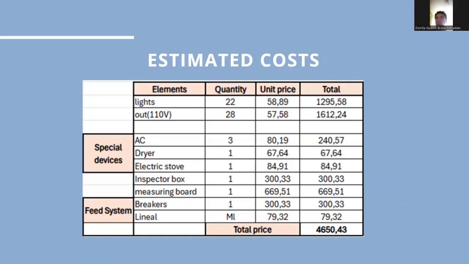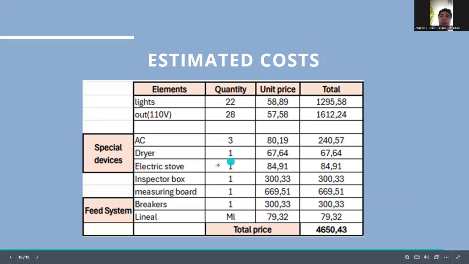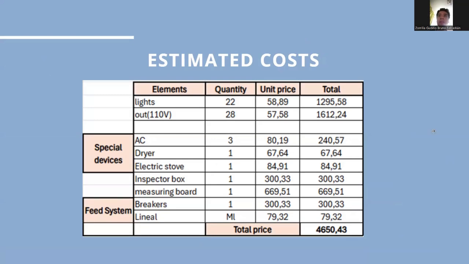Finally, we have the estimated cost. We have everything from the last section, but we need to include the feeder system. In the feeder system, we have the breakers, of which we just have one, and we have the linear pipe, which is in linear meters. So we have about $4,600. Thank you.